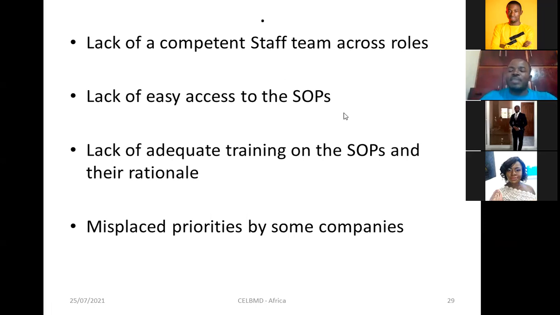If the access to the SOPs is difficult, use of it will be difficult, and therefore they are more likely to fail. If there is lack of training on the SOPs, on their rationale, it is more likely that they will fail. If the priorities of the companies are misplaced, for example, a lot of companies pay attention on selling, but they pay little attention on ensuring that what they are selling is of continuously assured quality. That's a misplaced priority. First, the company must be sure that the product is reproducible, is acceptable, and the quality is maintained. And then emphasis can be laid on selling it.